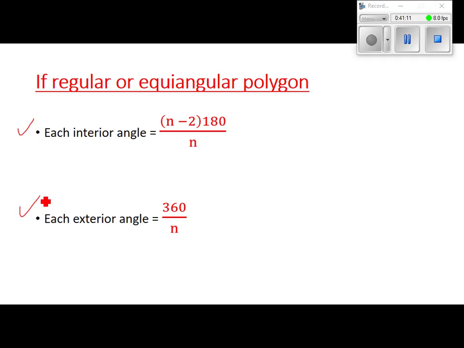Bottom one. Same idea, right? What's the sum of the exterior angles of a dodecagon? 360 all the time. So we just divide that by the number of sides, and that would tell us each exterior angle if the dodecagon happens to be regular, or equiangular.